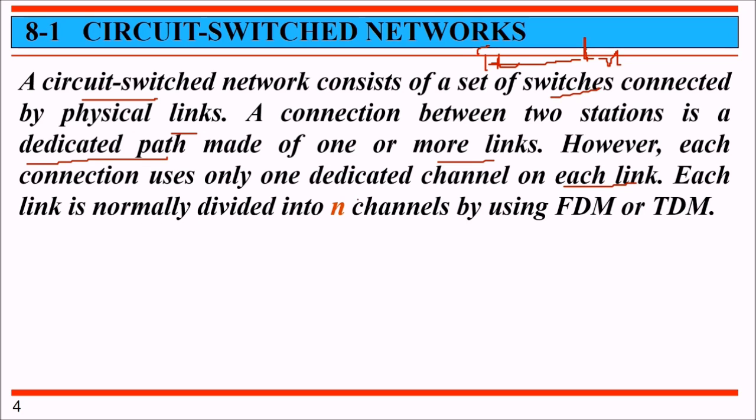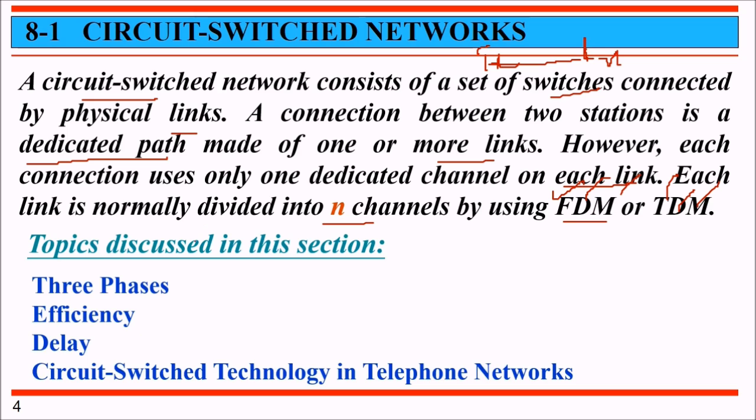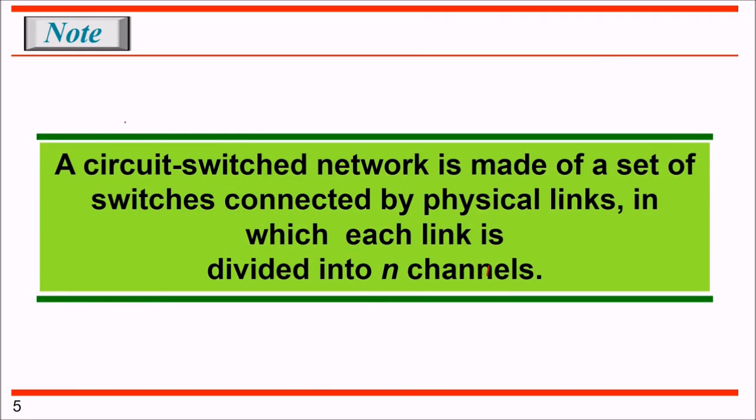Each link is normally divided into n channels by using FDM or TDM, that is, frequency division multiplexing or time division multiplexing. We'll see the three phases, efficiency, delay, and circuit switch telephony in telephone networks. A circuit switch network is made up of switches connected by physical links, in which each link is divided into n channels.